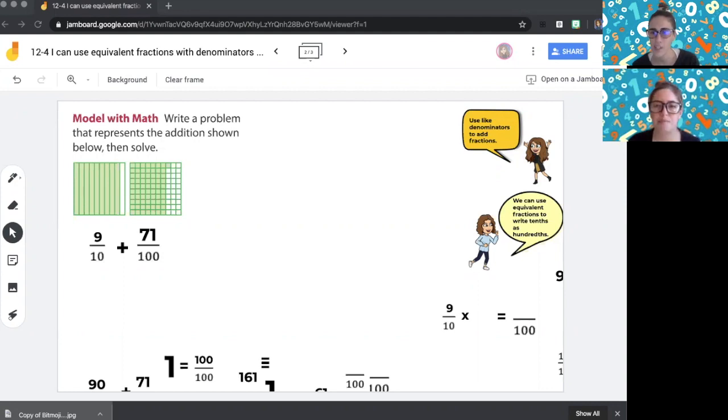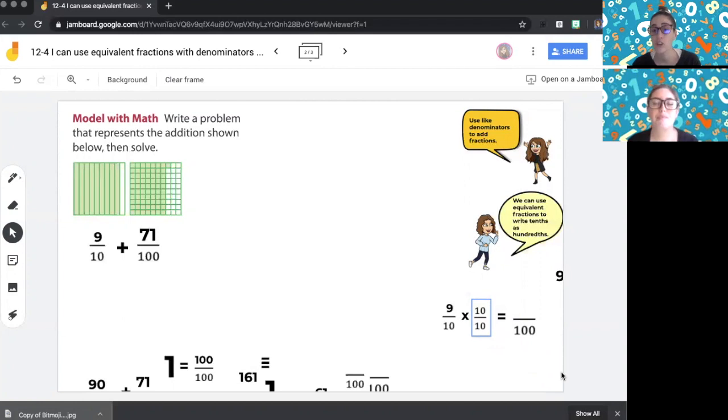And mine's telling us we can use equivalent fractions to write tenths as hundredths. So let's try this. We have 9 tenths. How do we get to 100? We can rename 9 tenths as 100ths by multiplying 9 tenths by a whole number fraction that will give us a denominator of 100. And I know that 10 times 10 is 100, so I can multiply 9 tenths by 10 tenths. Amazing. If we multiply it by 10 over 10, it's like we're multiplying it by 1.